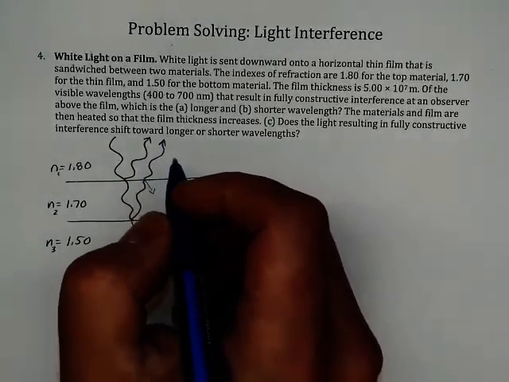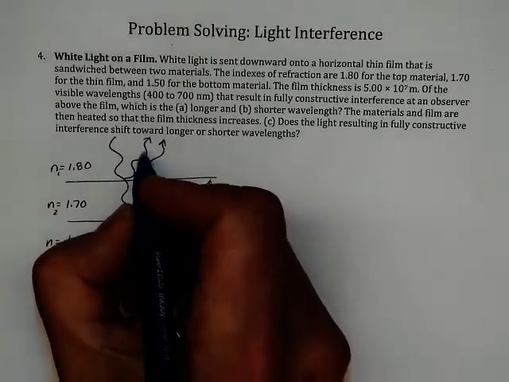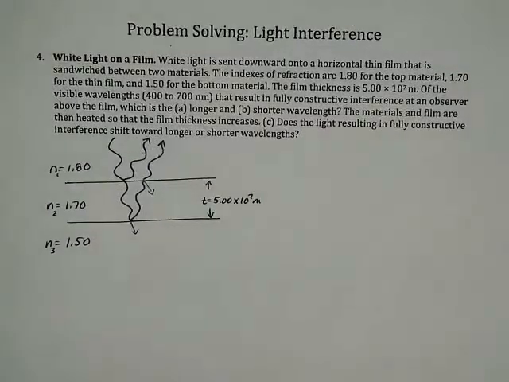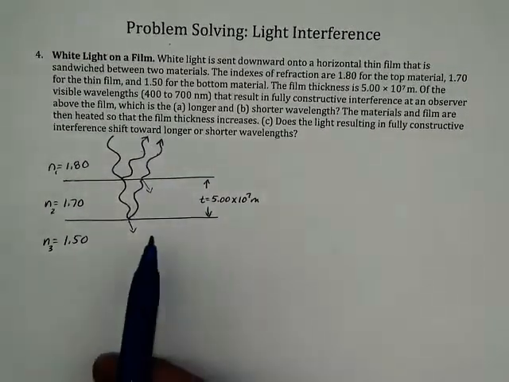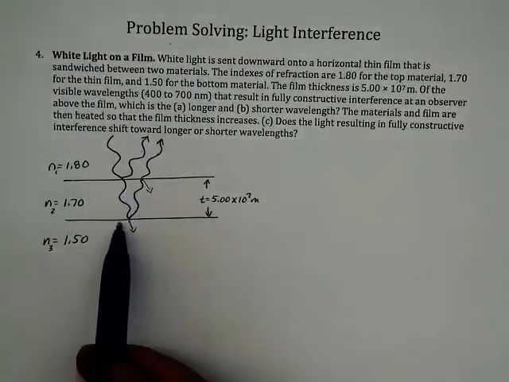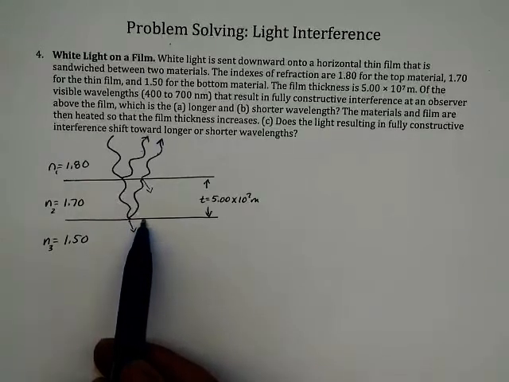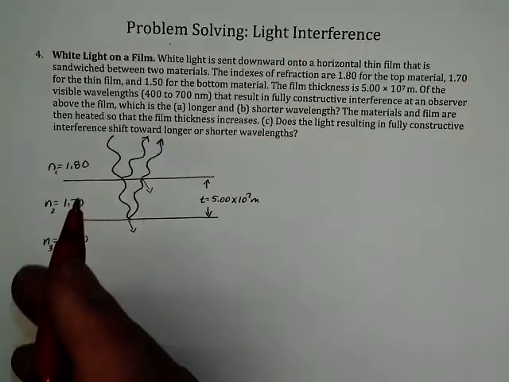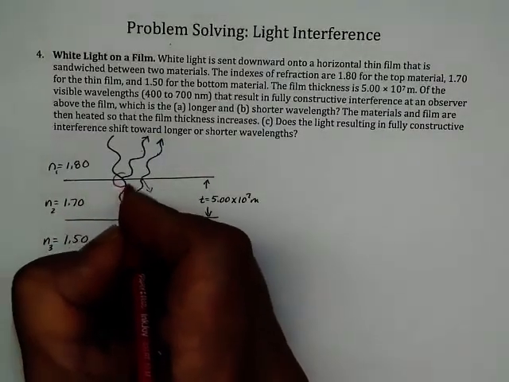But in order to understand what's happening here, we need only focus on these two parts of the light wave that come out first: the one that's reflected off of the top boundary and the one that's been reflected off of the bottom boundary. We also need to, in these thin film problems, think about the relative indices of refraction at each of these layers.